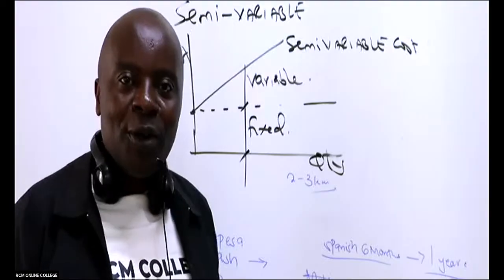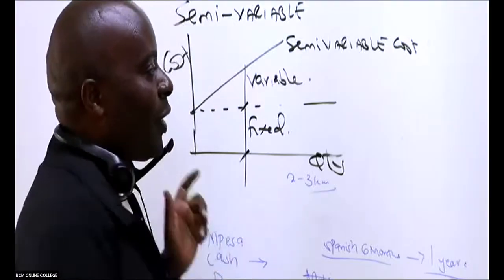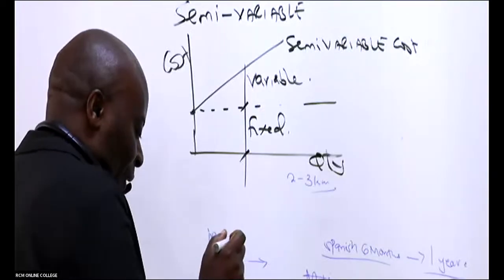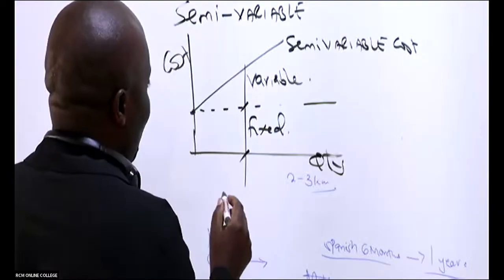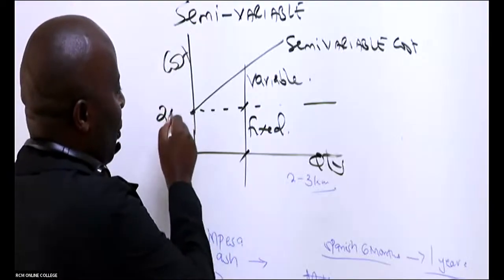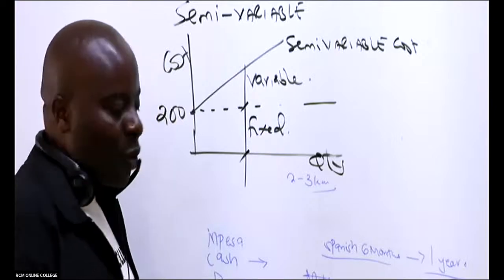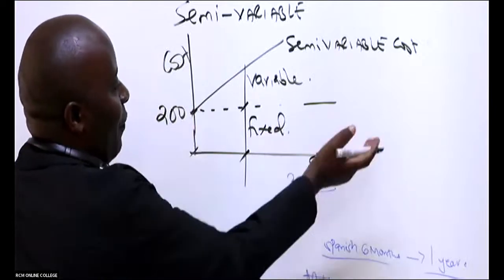You will say no. Why? Because we have some minimum. I don't know whether there's anybody who could be knowing what is the minimum, the very least, the meter rental fees. Let's assume it is 200 bob. So it means that this 200 is fixed for everybody.